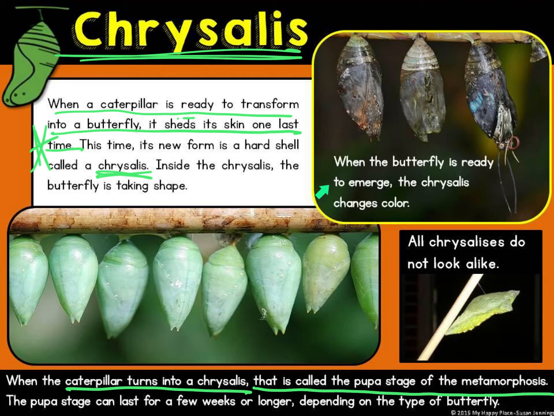When the butterfly is ready to emerge, the chrysalis changes color. So if you look right here, this chrysalis starts out as green. When it's ready to hatch into a butterfly, look at the color. All chrysalises do not look alike, which means they don't look the same.